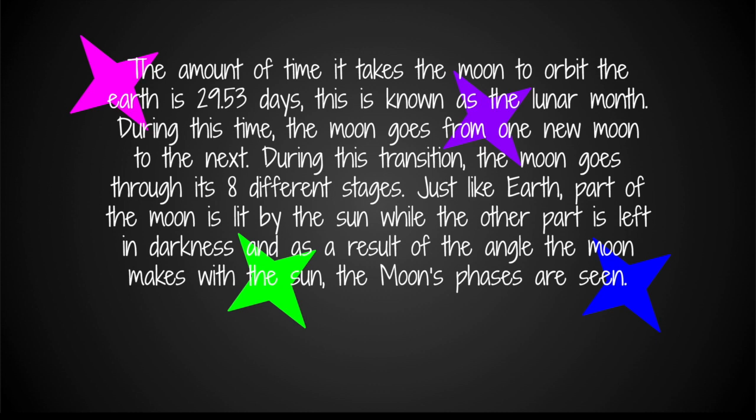During this time, the moon goes from one new moon to the next, okay? So the phases start at the new moon and it will end at the new moon, okay? During this transition, the moon goes through its 8 different stages, and just like Earth, part of the moon is lit by the sun while the other part is left in darkness. And as a result, the angle the moon makes with the sun, that is how we see the phases of the moon.